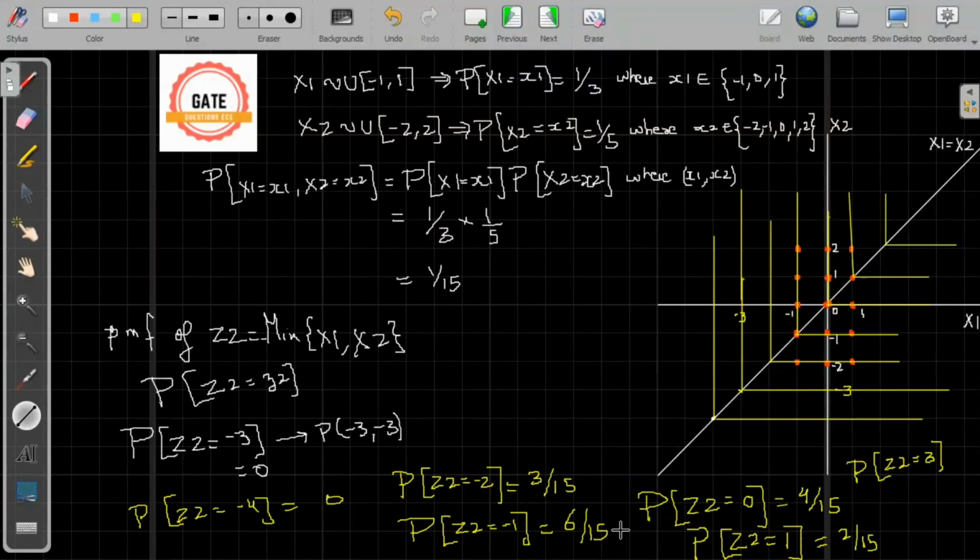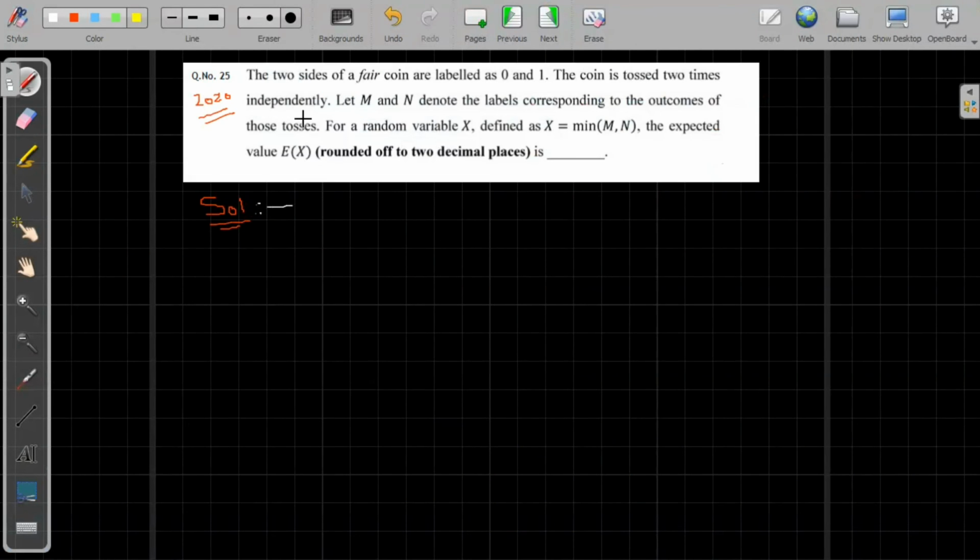So these 4 cases, this, this, this and this. So these 4 are the only non-zero probabilities corresponding to Z2. So this is the PMF of Z2. So now we will see a question which came in GATE 2020 on this minimum function. So let's see that question. So this is the question that was asked in GATE 2020 and it is based on minimum function.